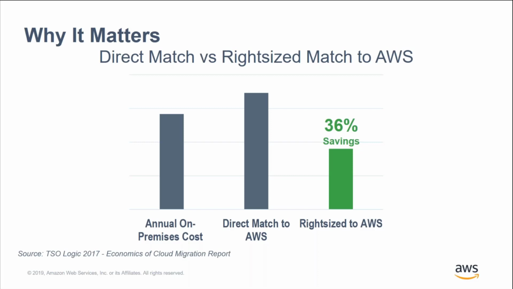Overall, we found 36% savings between on-premise and right-sizing. As you can see on the chart here, lifting and shifting workloads was even more expensive as you're carrying all of that over-provisioning with you to the cloud.